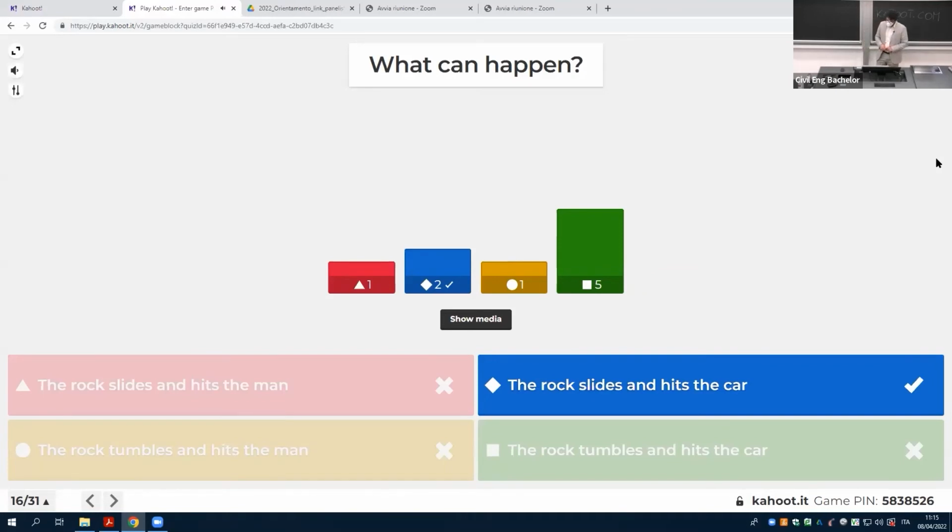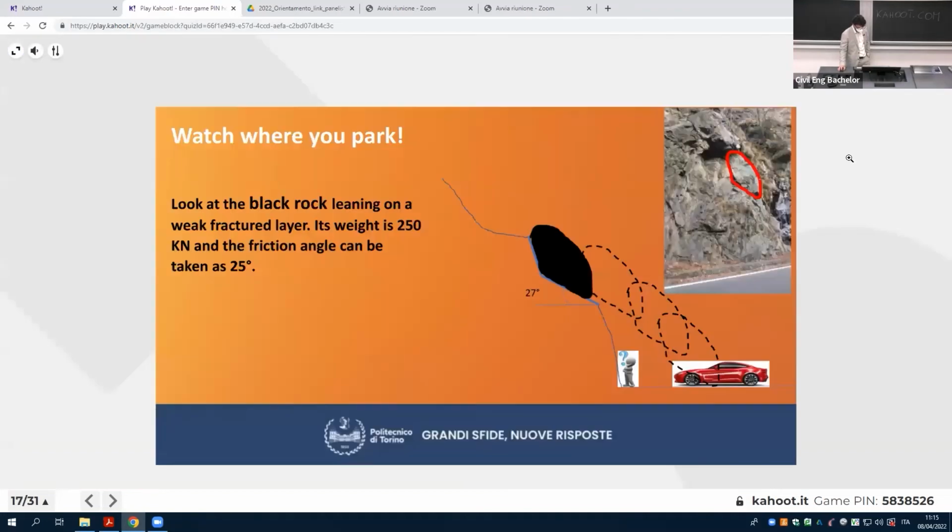Most of you said the rock tumbles and hits the car, whereas the correct answer is the rock slides and hits the car. Just slide. Not an easy question. This is what happens. It doesn't tumble because the weight force falls within the leaning area of the rock. So it doesn't tumble, it just slides. Okay. Stability of slopes is a typical subject of environmental engineers and civil engineers, who even design protection structures against rockfalls, which is extremely important for our safety.